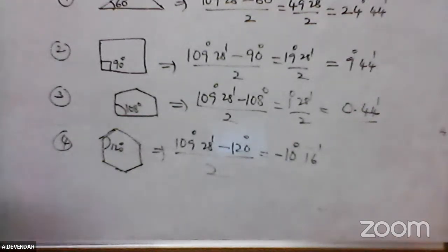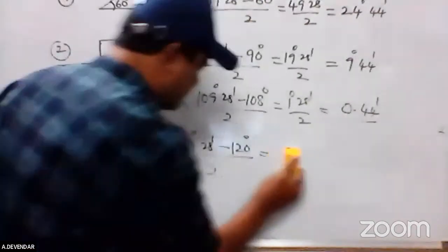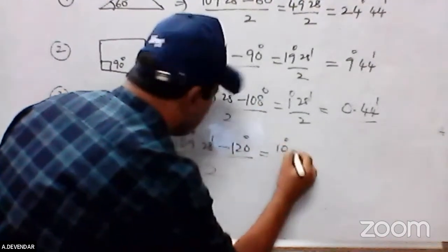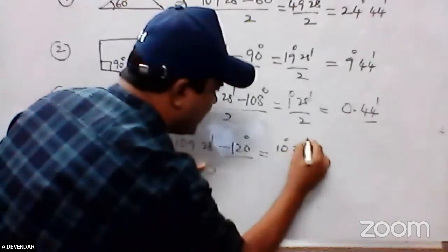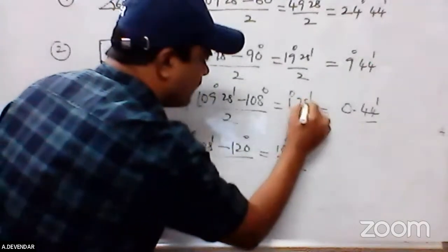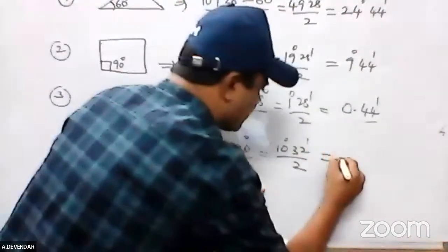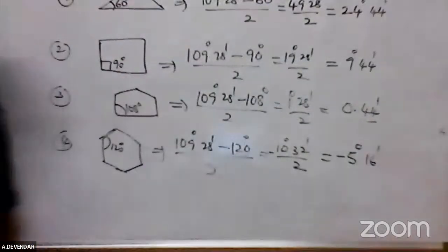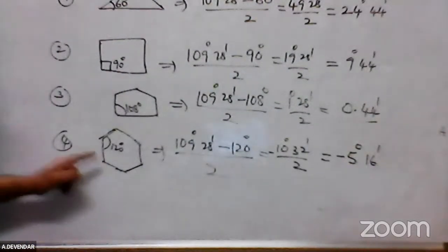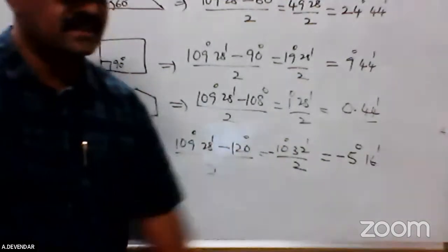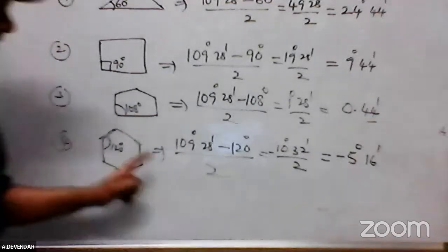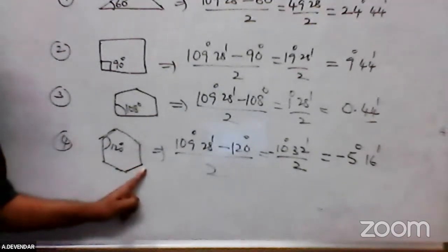Sorry, is that correct or not? It is wrong, because the difference is 10 degrees 32 minutes divided by 2, which is minus 5 degrees 16 minutes. The bond angle strain of cyclohexane is 5 degrees 16 minutes, which means it also has a chance of undergoing the addition reaction, but cyclohexane does not undergo it.